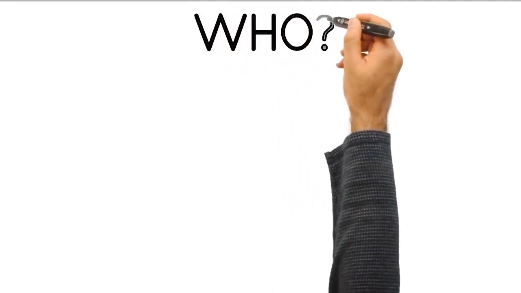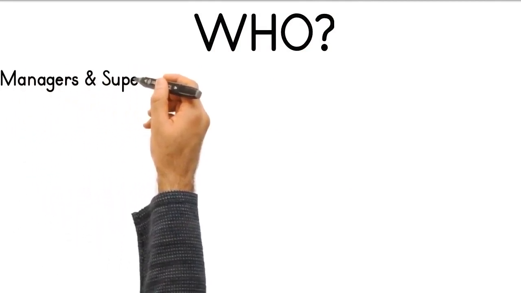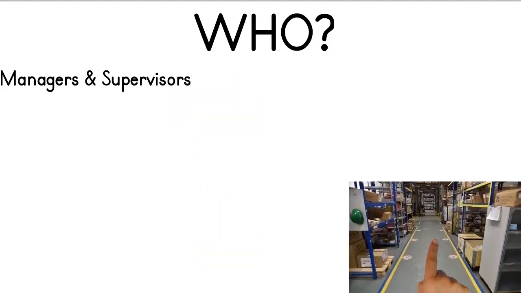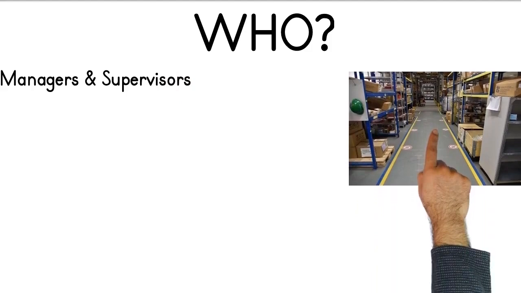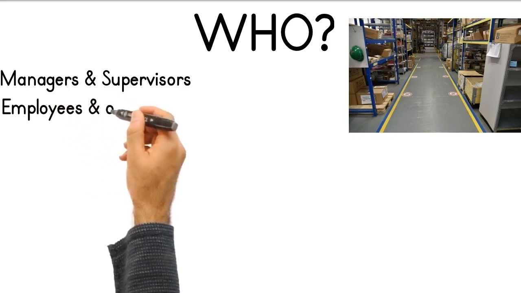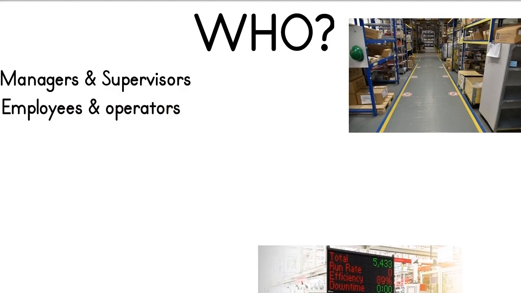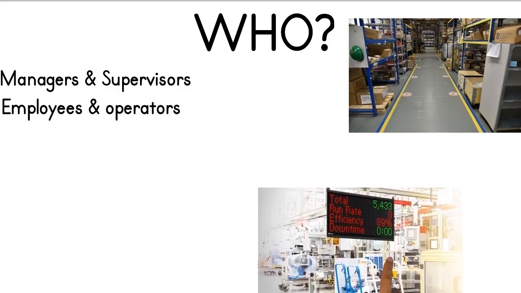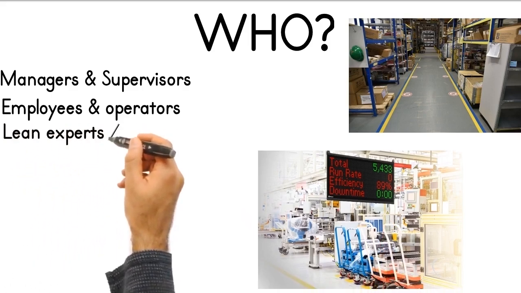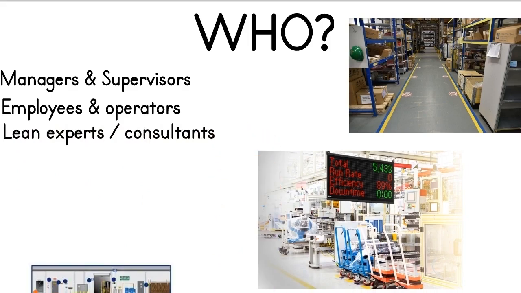Managers and supervisors. They oversee the implementation of visual management tools and ensure their effectiveness in supporting team goals and performance. Employees and operators. Workers are directly impacted by visual management as they use visual cues to guide their tasks, monitor progress, and make informed decisions. Lean experts or consultants. These professionals often guide organizations in setting up and improving visual management systems as part of broader continuous improvement or lean initiatives.